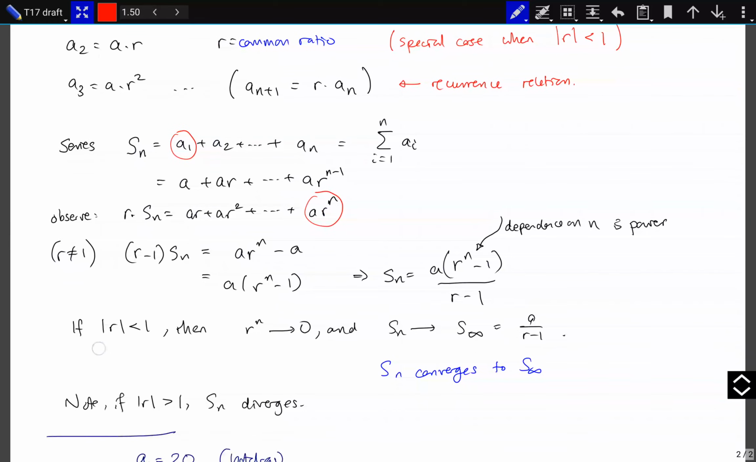In the particular case when the size of r is less than 1, then r to the n tends to 0, and so the finite sum tends to what's known as the infinite sum, equal to a over (1 minus r). When we write a plus ar plus ar squared plus dot dot dot, this is the infinite sum.